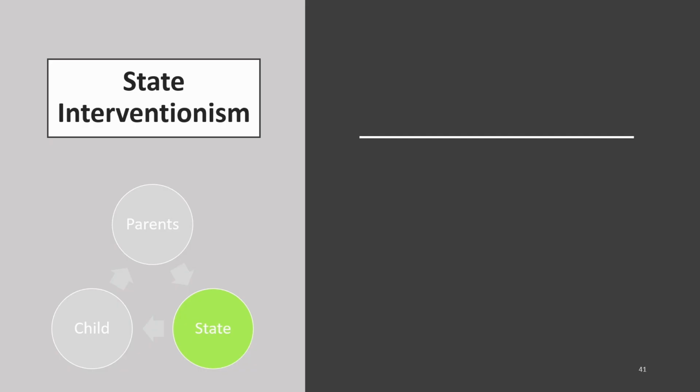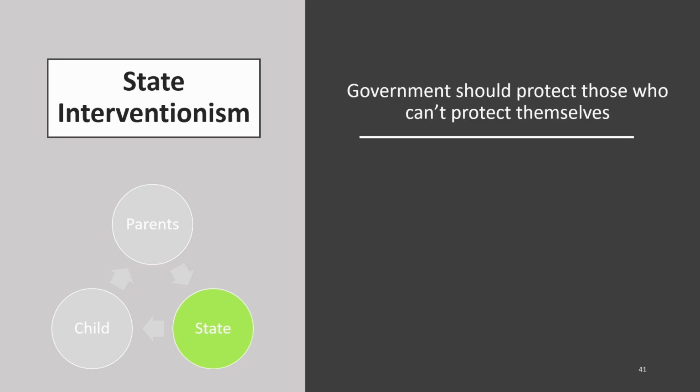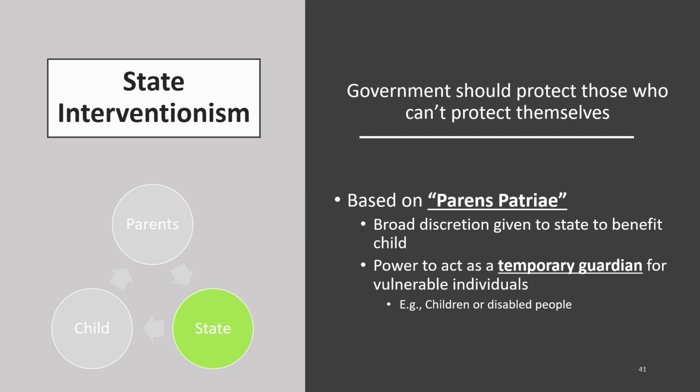So let's move on. State interventionism. So this perspective is, again, about the state. And it holds that governments should protect those who cannot protect themselves. So this is based on this doctrine, or this idea, of parens patriae. And broadly, this legal concept gives discretion to the state to intervene or act as a temporary guardian for vulnerable individuals. That the states have a right to protect those who cannot protect themselves. That is parens patriae in a nutshell. And when need be, states can step in and supersede the rights of parents or children and act as a temporary guardian to act in the best interest of the child.